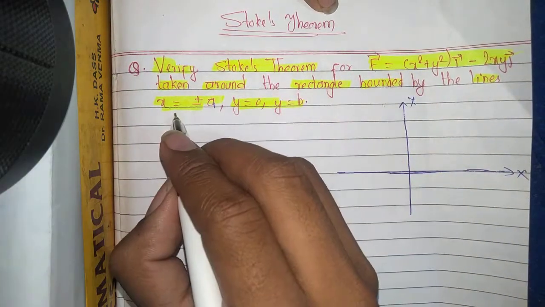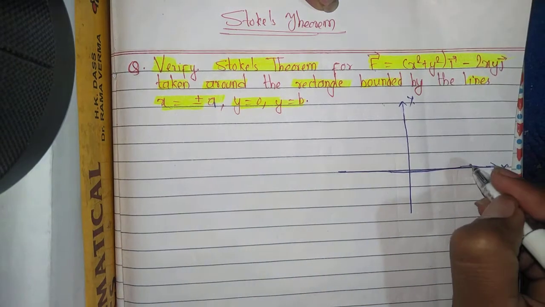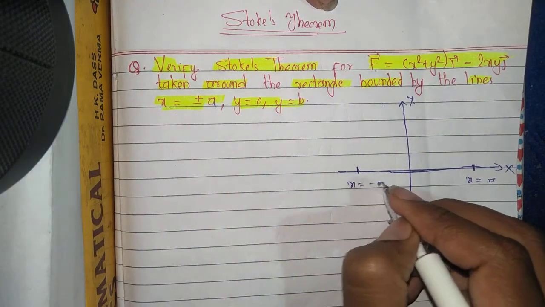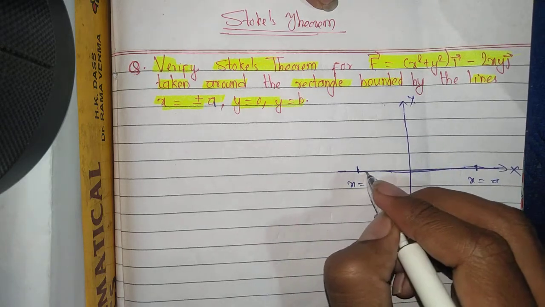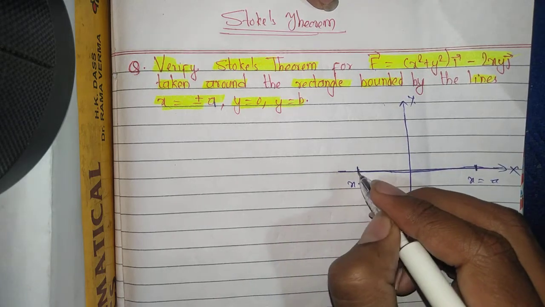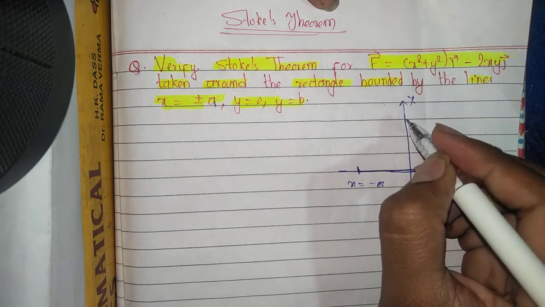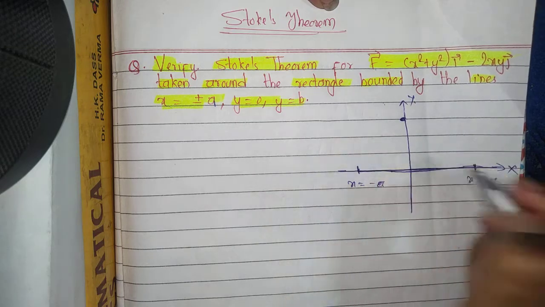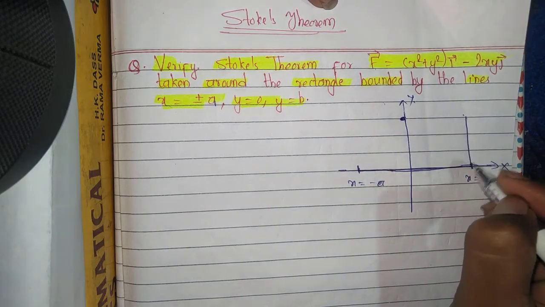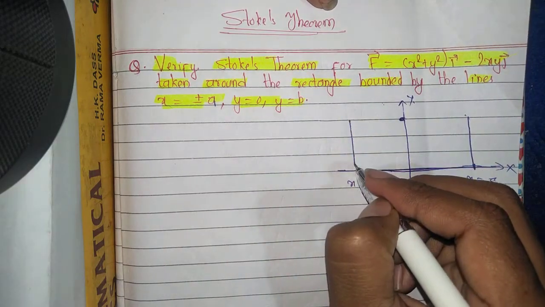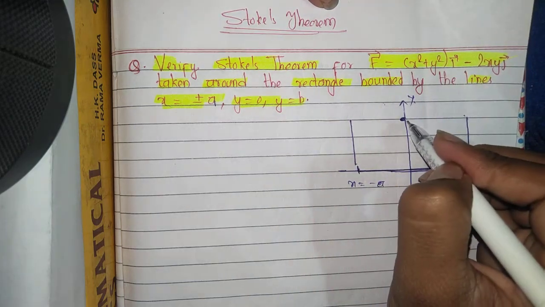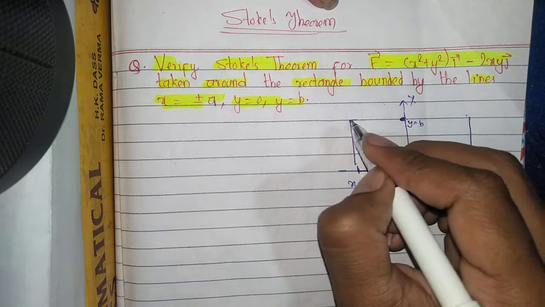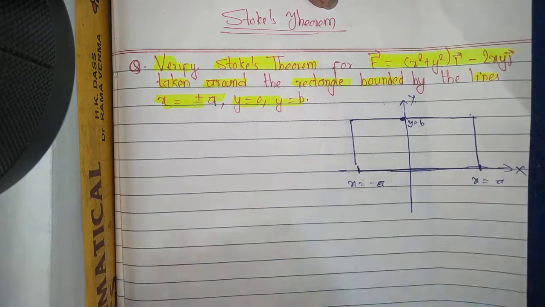So there are two lines, x equals plus a and x equals minus a. x equals plus a lies here and x equals minus a lies here. Similarly, y equals 0 is the line along the x-axis and y equals b is the line at this point. So let us draw the x equals a line, the x equals minus a line, and the y equals b line, like this.